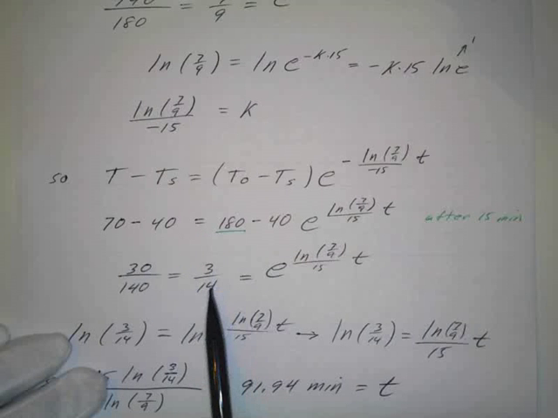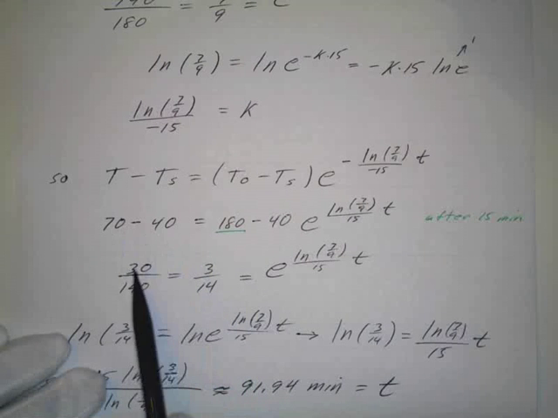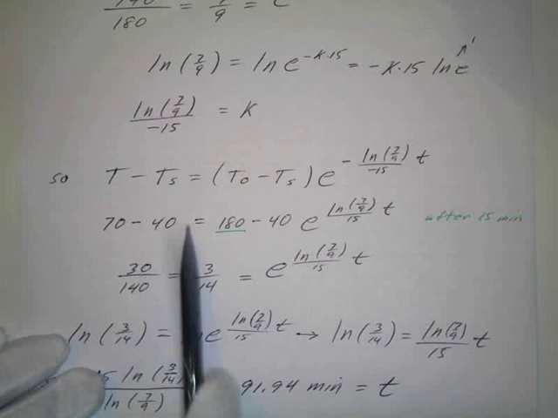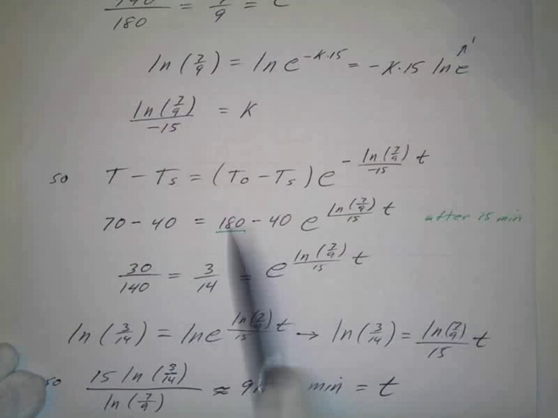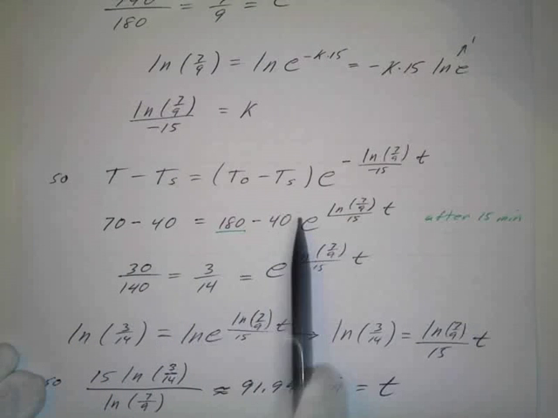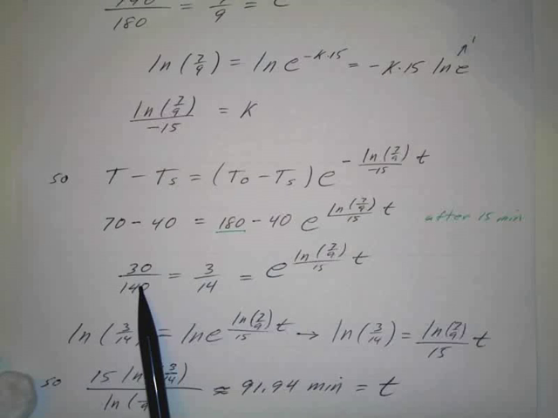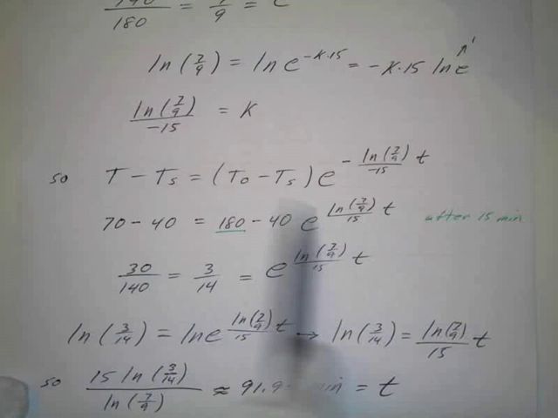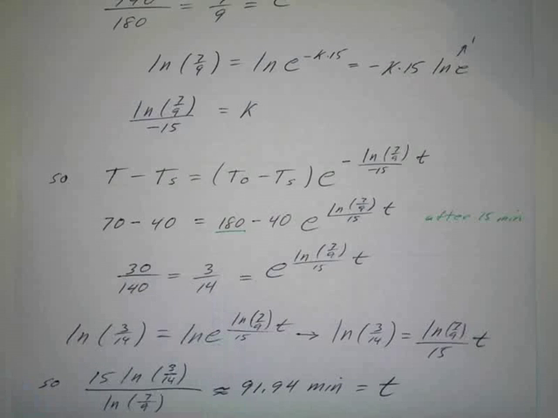Let's see. So this reduces it to be 3 over 14. Oh, sorry, this was 30. So 70 minus 40 is 30, and then 180 minus 40, pardon me, is 140, so I divide both sides by that. So I've got this divided by that, which is 30 over 140. Then I can reduce it by 10, and that's about all I can do: 3 over 14.